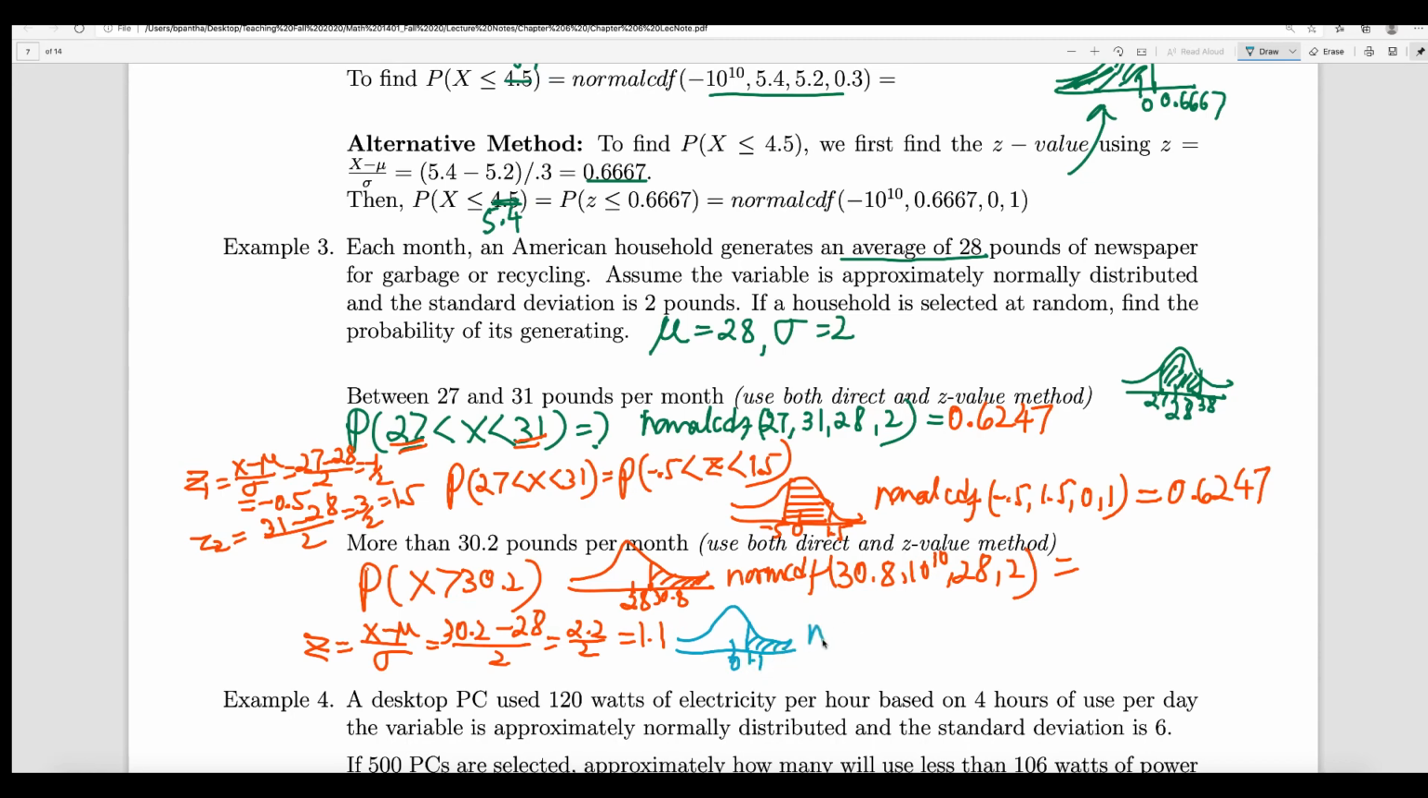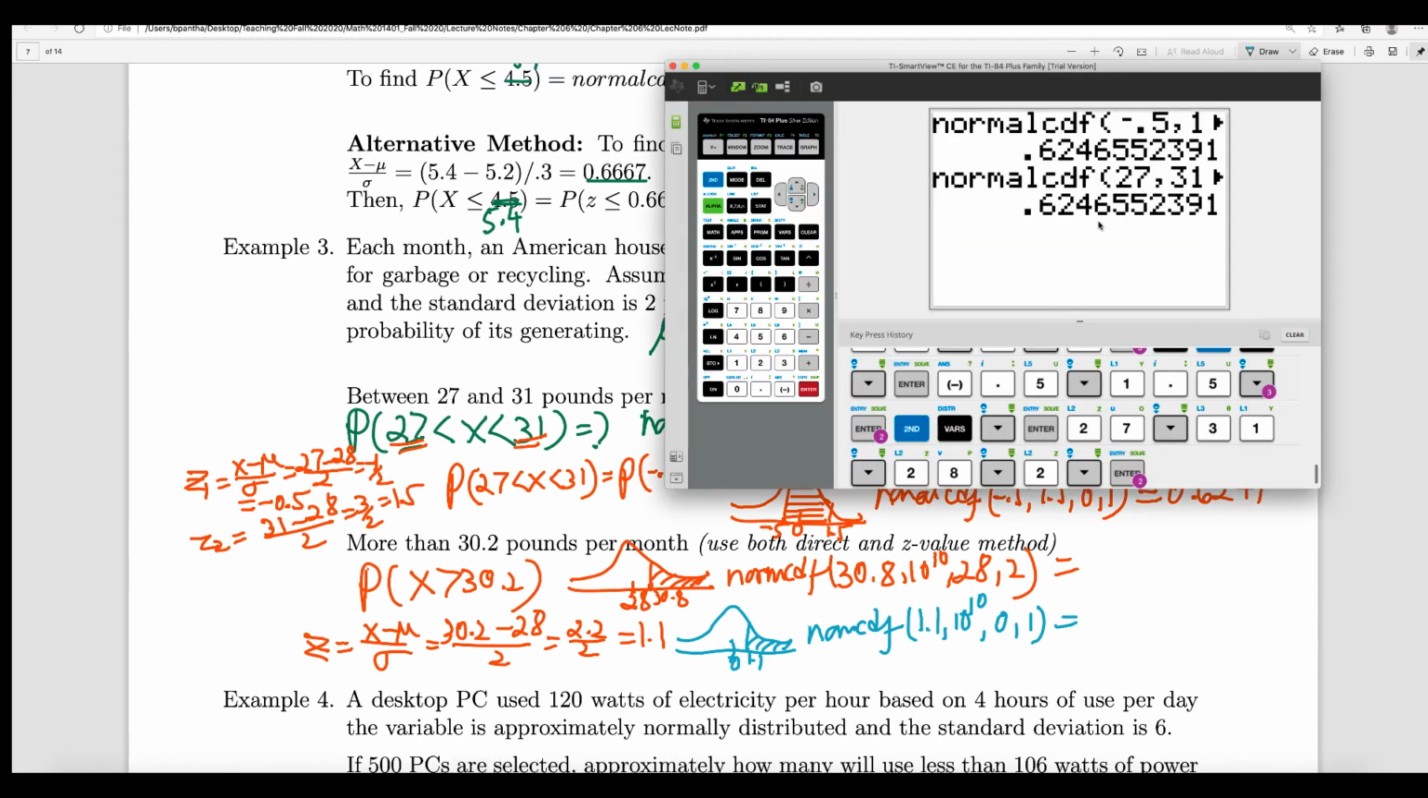So how do you do that? It is normal CDF. 1.1 is the left bound for this shaded region, and then 10 to the 10 is the right bound, and then mean is 0, sigma is 1. So either way, you must get the same answer. Okay, let us check using the calculator.